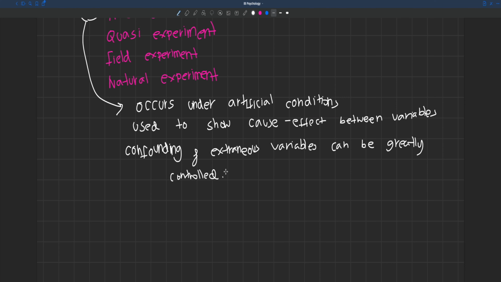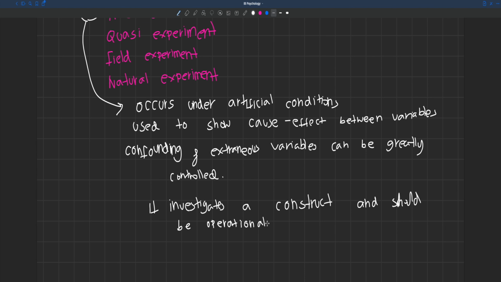And this type of experiment investigates a construct, which is basically a theoretically defined variable, and it should be operationalized, which we learned last class, which is expressing it in terms of observable behavior.